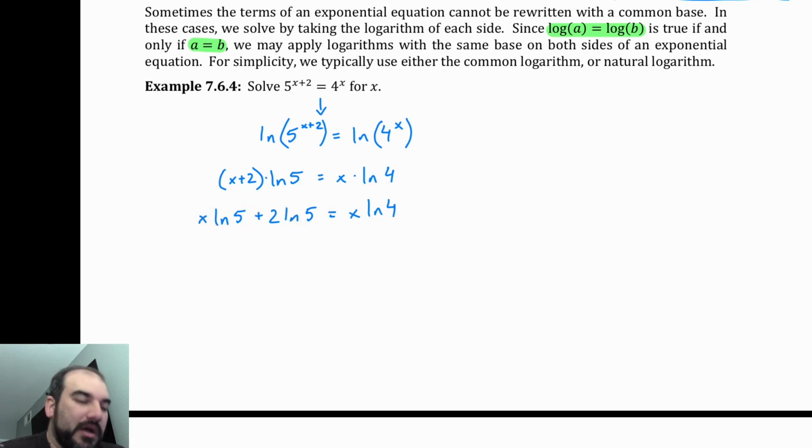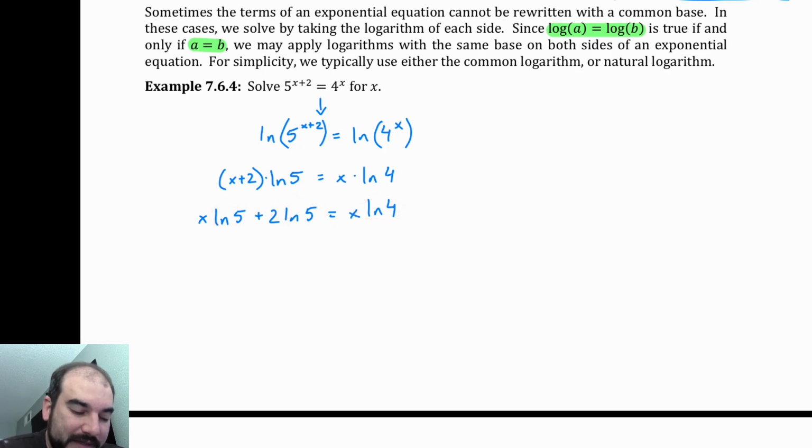If you plug in natural log of 5 into your calculator, that's just a number. If you plug in natural log of 4 into your calculator, that's just a number. So this is a number times x and a number times 2 and a number times x again. How we solve these is we're going to treat these like numbers and just start isolating the x.